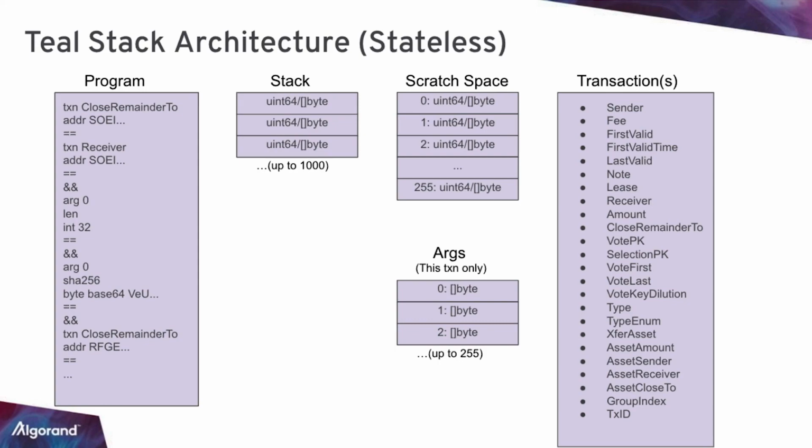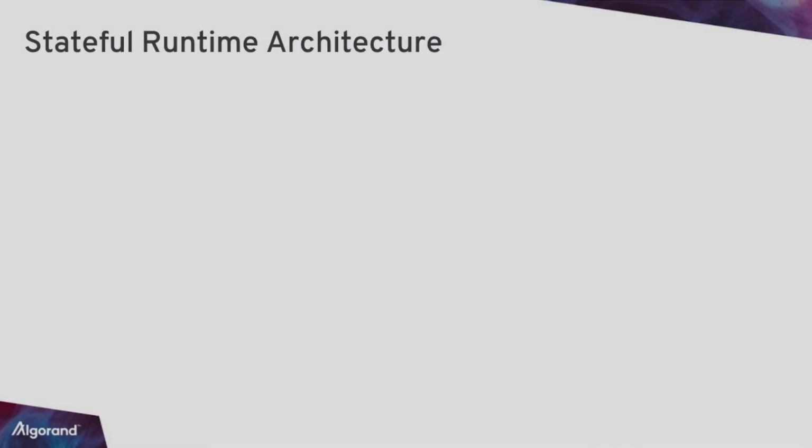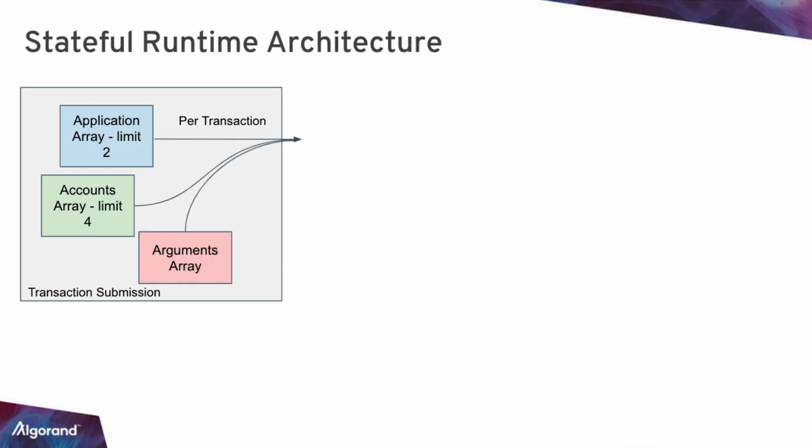Now let's talk about stateful contracts and how they're architected. Their runtime architecture looks a little bit different. In addition to passing arguments per the transaction, you can pass 2 other things associated with it. You can pass what we call foreign applications, and this goes into what we call an application array. Now, what does that mean? Think of a stateful smart contract in our vernacular as an application.